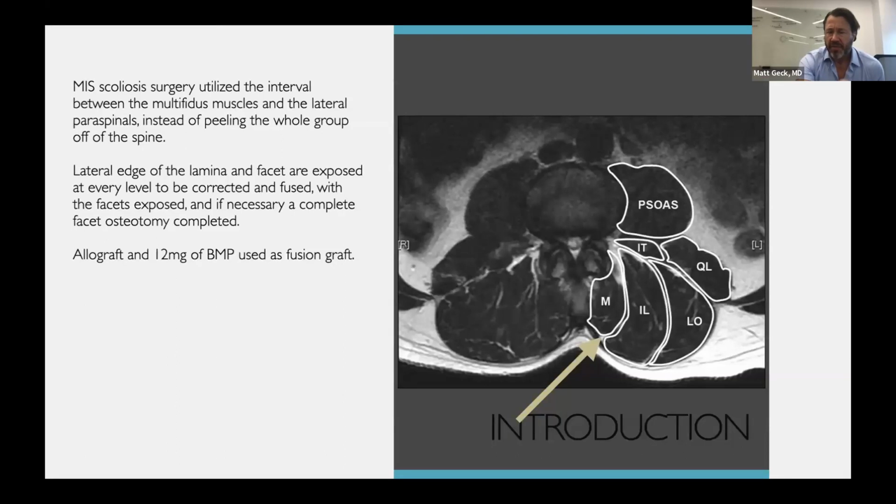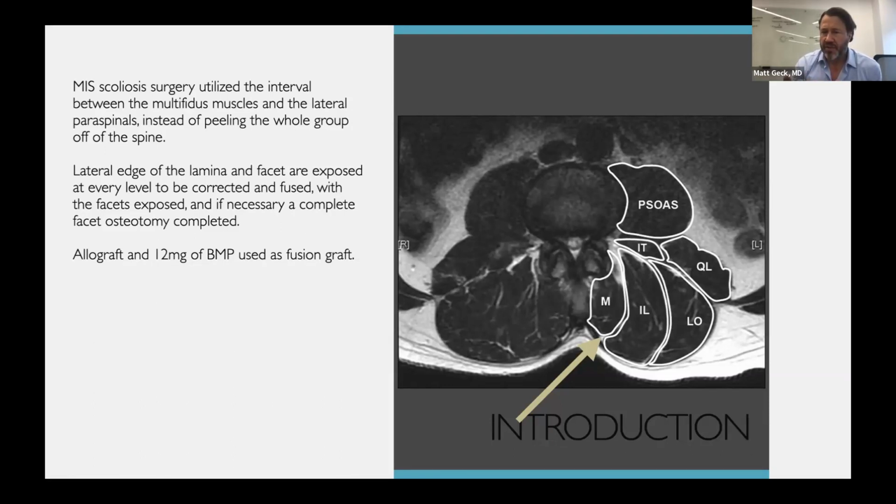So with those three incisions, mobilize them side to side and enter the fascia, and then develop this interval between the multifidus and the lateral paraspinals, and come down on the very edge of the lamina and the facet. But different than what I saw in most places, also developing a submuscular tunnel under those incisions.